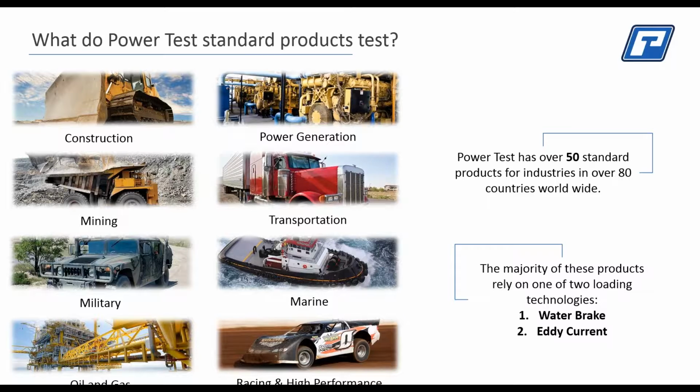So, what do Power Test standard products test? Typically, we're featured prominently in 8 distinct industries outlined here: construction, power generation, mining, transportation, military, marine, oil and gas, and then through our Stuska division, racing and high performance. We have over 50 standard products, and these are represented in over 80 countries worldwide.